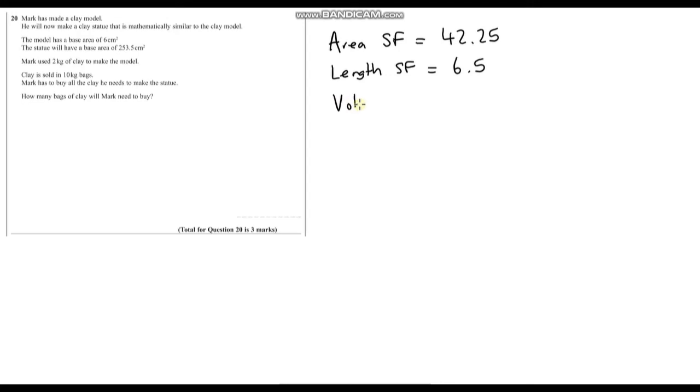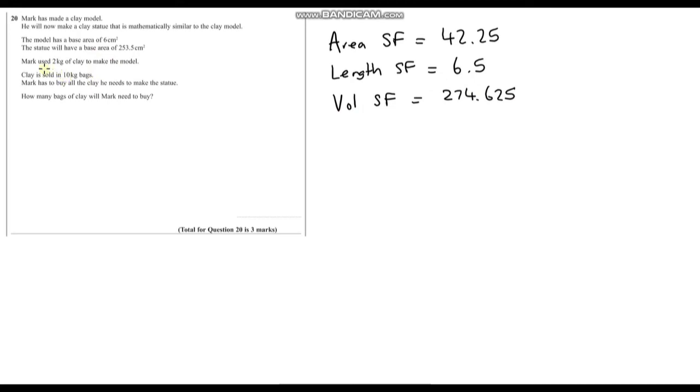And now the volume scale factor, we can just do 6.5 cubed. And that gives us 274.625. So the volume of the statue is this much times bigger than the volume of the model.